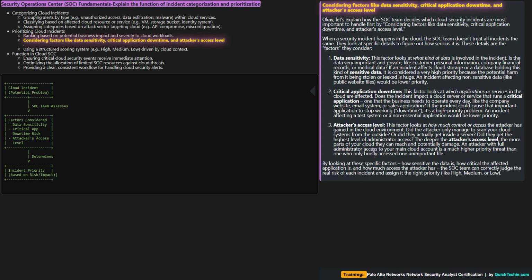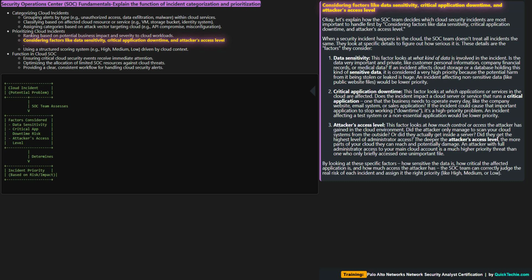Did the attacker only manage to scan your cloud systems from the outside? Or did they actually get inside a server? Did they get the highest level of administrator access? The deeper the attacker's access level, the more parts of your cloud they can reach and potentially damage.